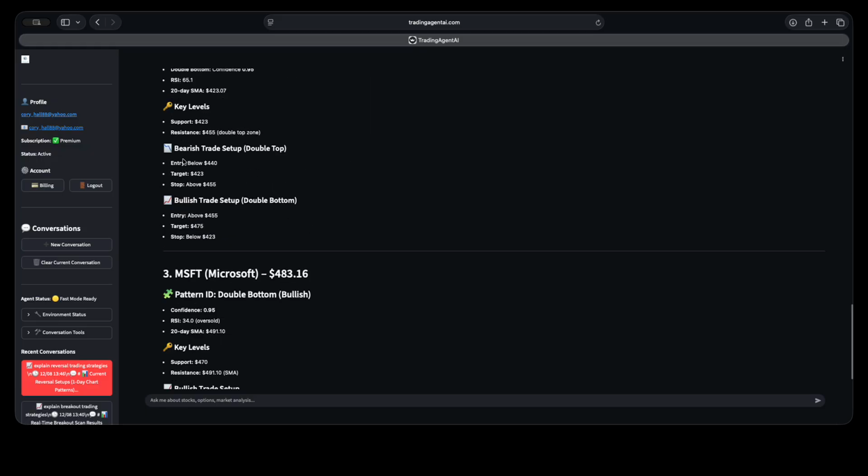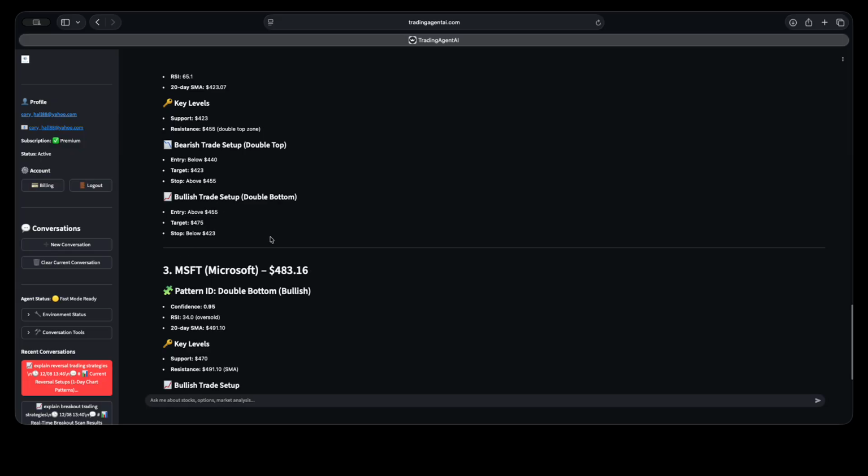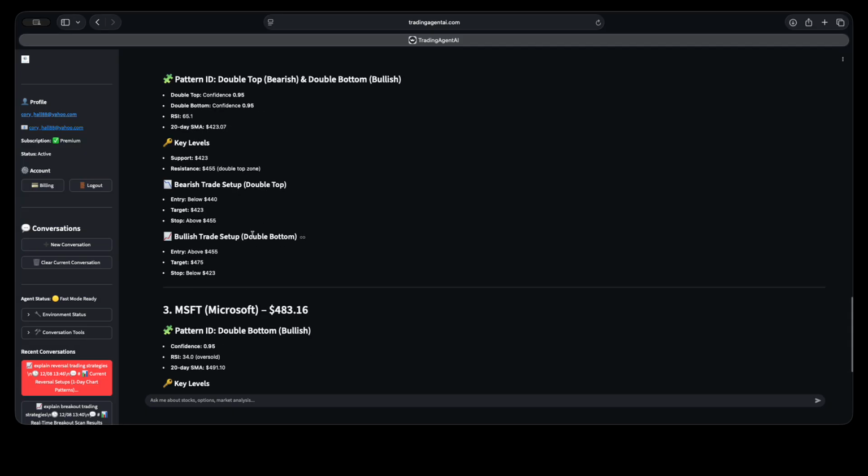And so our bearish trade setup is going to be an entry below 440. That's going to give you some time to validate the trend, right? Just make sure that it's actually going to come down first before you enter. And the target is going to be 423, and we're going to put a stop at that high of 455. And then for the bullish trade setup, we're going to do an entry above 455 with a target of 475 and a stop below 423.